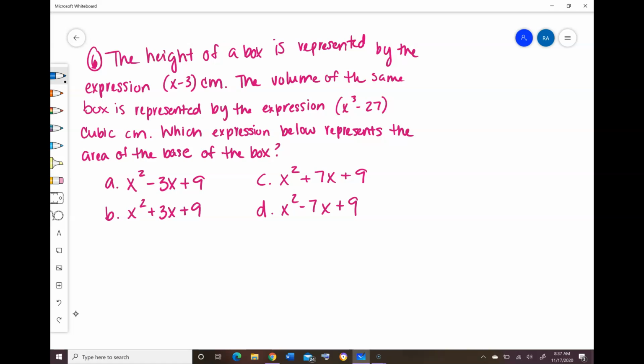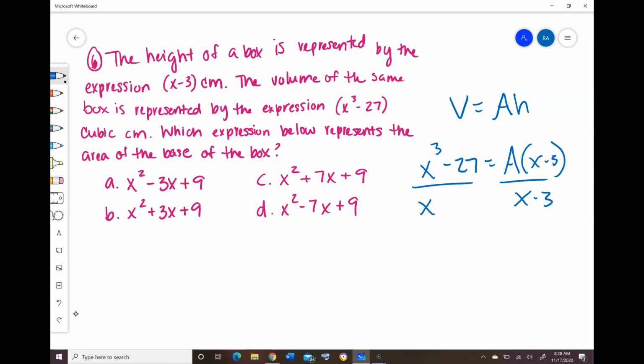Well, volume is length times width times height, but volume is also your area times your height, okay? So it tells me that my volume is x cubed minus 27. I don't know my area, but I know my height is x minus 3. Well, I'm going to divide by x minus 3. So area is whatever this reduces down to.